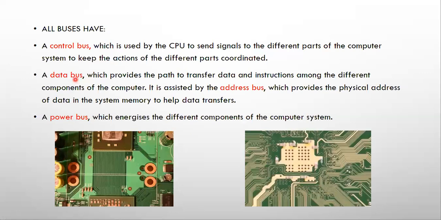Your data bus provides a path to transfer data and instructions between components. But the data bus has to be assisted by the address bus, because the address bus provides the physical address of where the data has to move, of the data in the system memory or in the RAM. So the address bus has to provide the location of the data, and the data bus is carrying the data. The power bus energizes the different components of the computer system, so it provides power for the components.